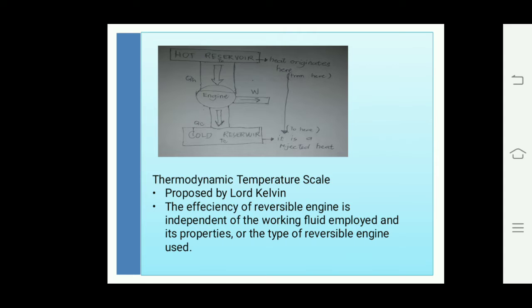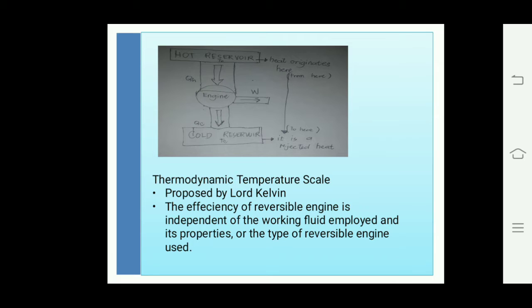So this idea led Lord Kelvin to propose a thermodynamic temperature scale. The one who proposed the thermodynamic temperature scale is Lord Kelvin. The efficiency of a reversible engine is independent of the working fluid employed and its properties, or the type of reversible engine used, because all reversible engines should have the same efficiencies if they are operating between the same temperature limits. It doesn't matter what kind of engine you have or the properties you use, as long as they undergo a reversible process, and that is the basis of defining the thermodynamic temperature scale that was proposed by Lord Kelvin.